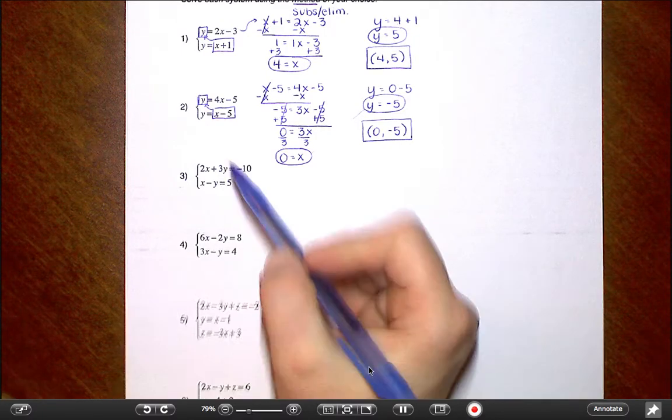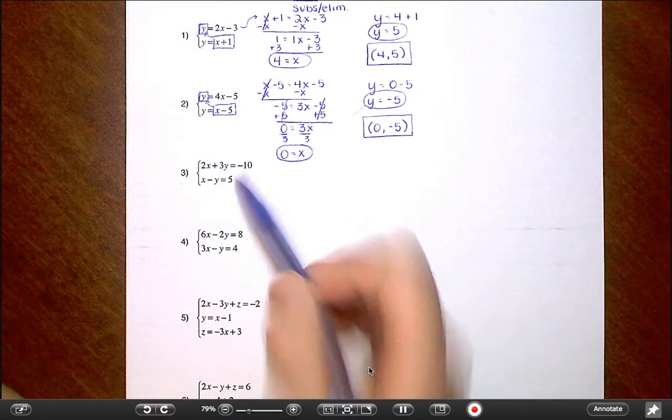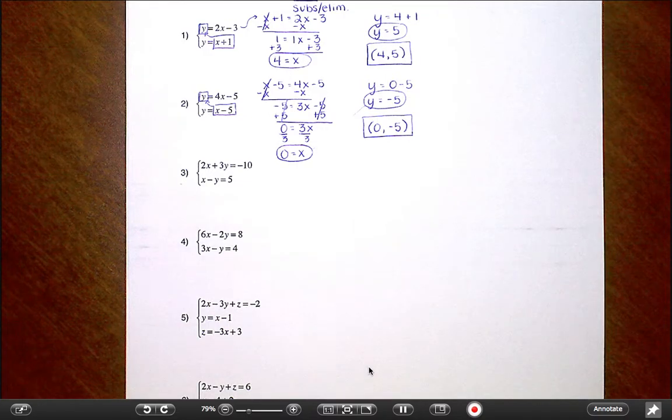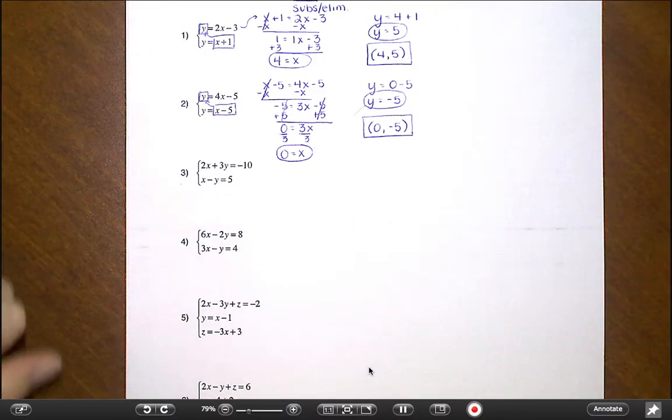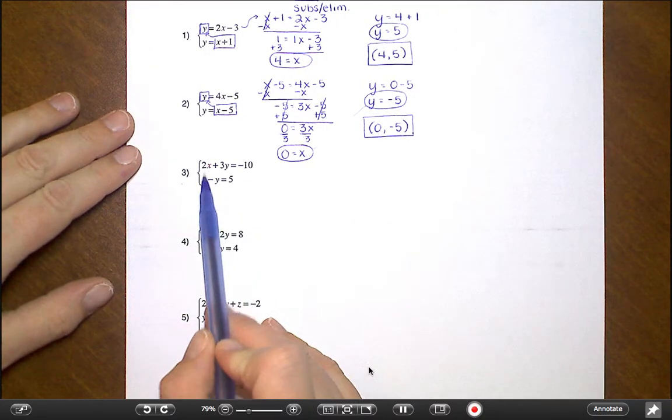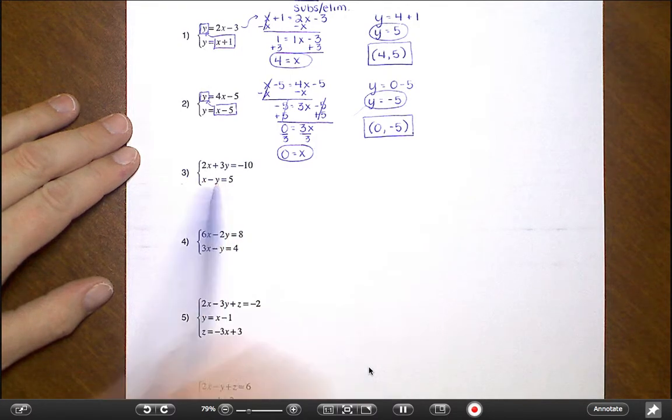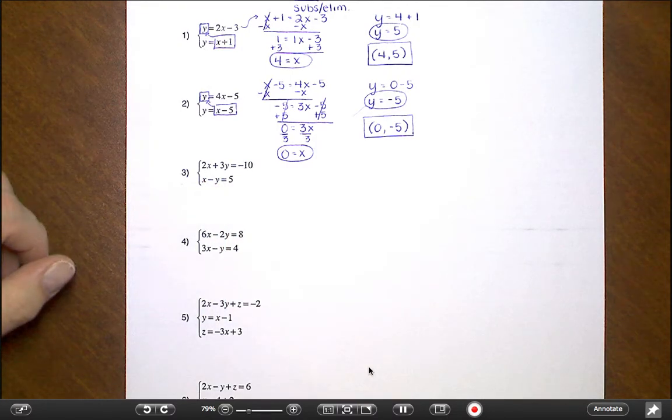Elimination is where you want to add the equations together going up and down in hopes of getting one of them to cancel out. Now, right now, if I added together, 2x and x won't cancel, and 3y and y won't cancel.